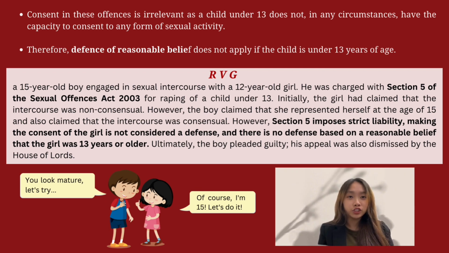In the case of R v G, a 2008 case, a 15-year-old boy engaged in sexual intercourse with a 12-year-old girl. He was charged under Section 5 of the Sexual Offences Act with raping a child under 13. Initially, the girl had claimed that the intercourse was non-consensual. However, the boy claimed that she represented herself as being 15 and also claimed that the intercourse was consensual. However, Section 5 imposes strict liability, so the consent of the girl is not a defence. And there is no defence based on a reasonable belief that the girl was 13 years old or older. Ultimately, the boy pleaded guilty. His appeal was also dismissed by the House of Lords.